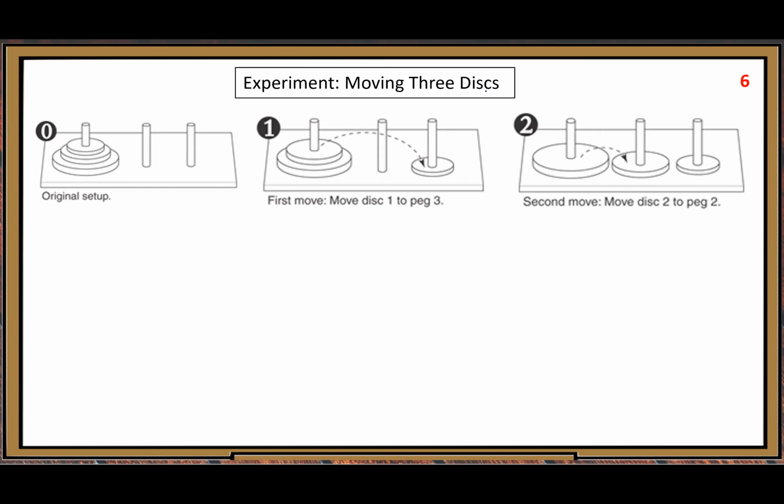Then the middle disk, we can place it on peg number 2. That's also legal, right? No violation of any of the 3 rules.